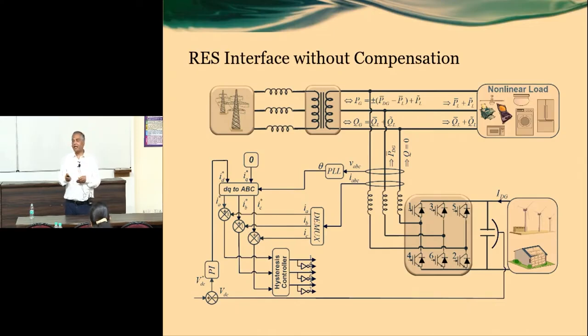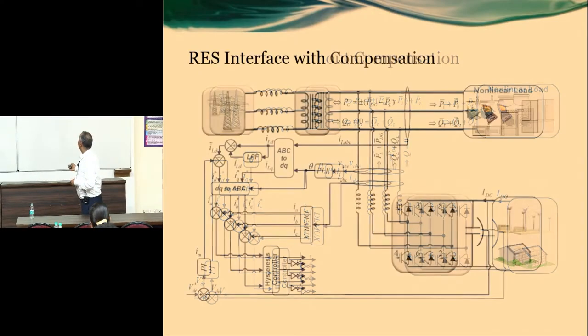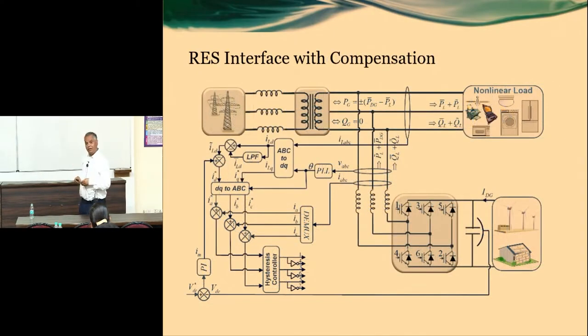So if I can draw the algorithm where I can supply the local harmonics as well as the reactive power, then no harmonics or reactive power are going to be supplied to the grid side. So only the active power balance is going to be exchanged. So this is the concept, that only the active power flow will take place and reactive power will be taken care of by this device only.